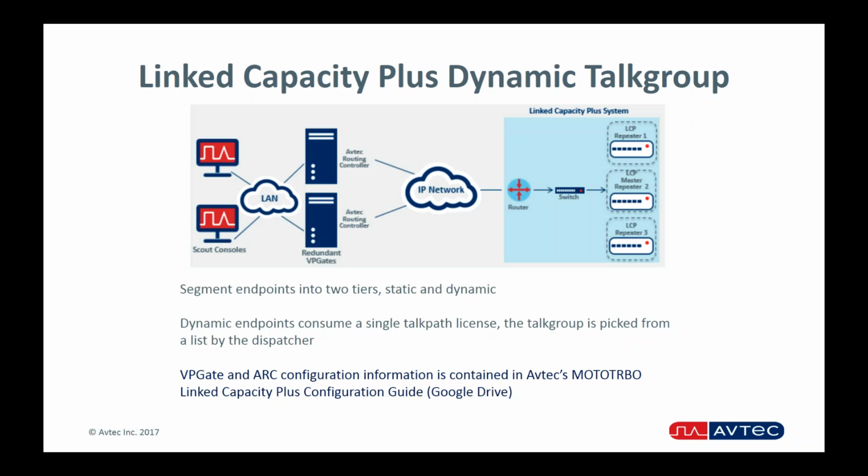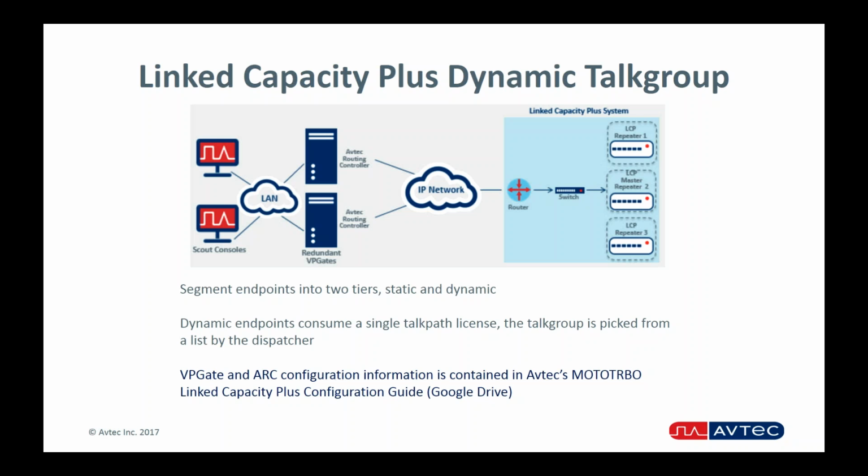So what we've done is we've taken our endpoints and segmented them into two tiers, static and dynamic. So the static tier is the same configuration that we've always had, where you have an endpoint icon on your Scout user interface that corresponds to a talk group in the radio infrastructure. The dynamic endpoints are what's new.